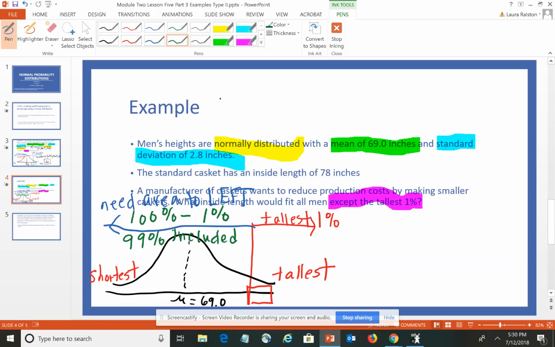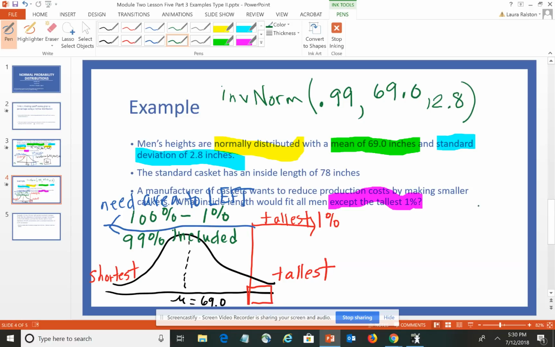So our command would be inverse norm 0.99, convert that to a decimal, 99%, mean of 69, and a standard deviation of 2.8.